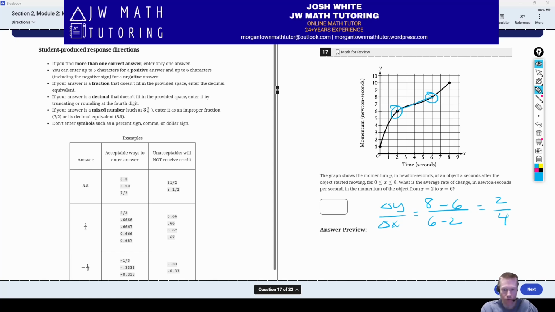So I get 2 over 4. So you could enter 1/2. You could also enter 0.5. You know, any of those would be correct.